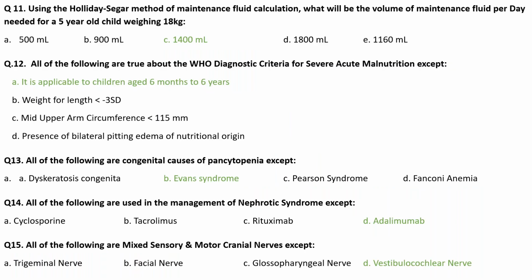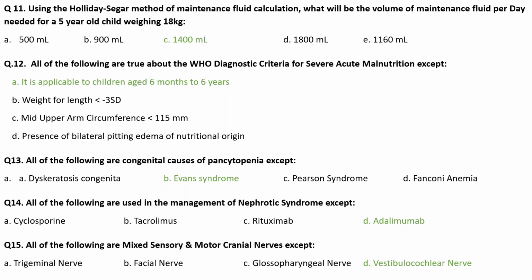Then using the Holliday-Segar method of maintenance fluid calculation, what will be the volume of maintenance fluid per day needed for a 5-year-old child weighing 18 kgs? By the Holliday-Segar method, we calculate 100 ml per kg for the first 10 kgs, then 50 ml per kg for the next 10 kgs. Since this is an 18 kg child, for the first 10 kgs we calculate 1000 ml, and for the next 8 kgs, we calculate 400 ml. So the total would be 1400 ml per day.